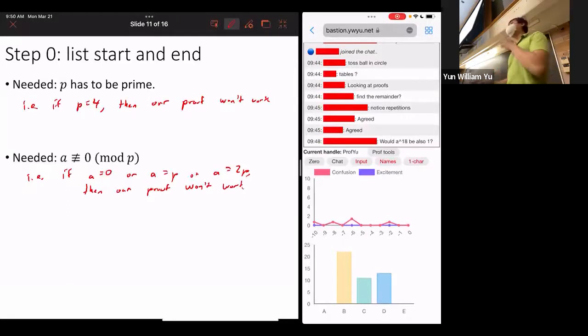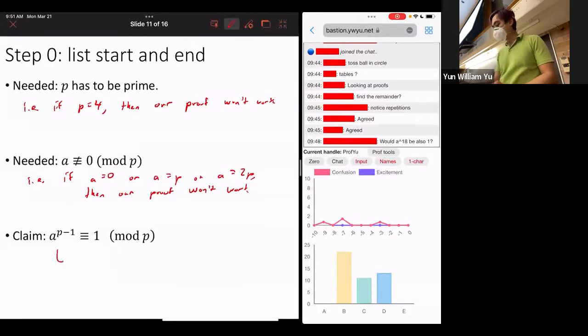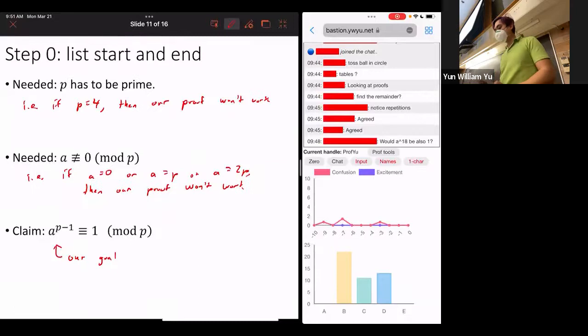In fact, not only will our proof not work, the theorem won't be right, because you can't have a 0 to some power be equal to 1. That just doesn't work in the prime modulus. And so those are our starting points. And then we also have our end point, which is our claim. What we're trying to prove is a to the p minus 1 is congruent to 1 mod p. So this, of course, is our goal, given those conditions. That's what we're trying to prove.